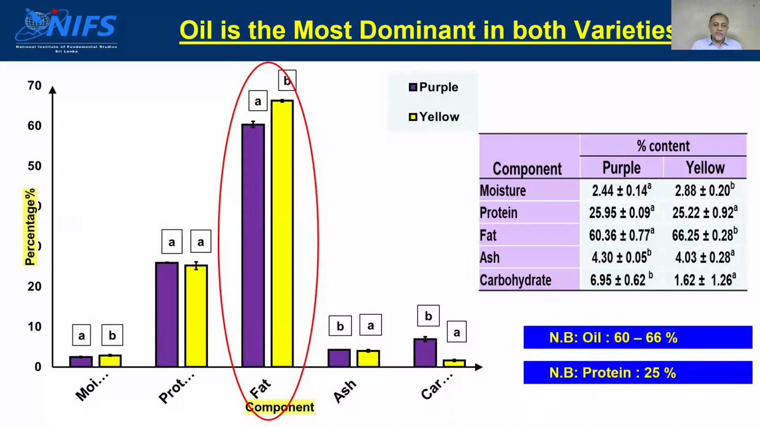Based on the results, we have identified that the fat component dominates, followed by the protein component. In both varieties, 60 to 66% fat occurs, while both varieties contain 25% protein. The oil content of the yellow variety is dominating, while the oil content of the purple variety is 60%.